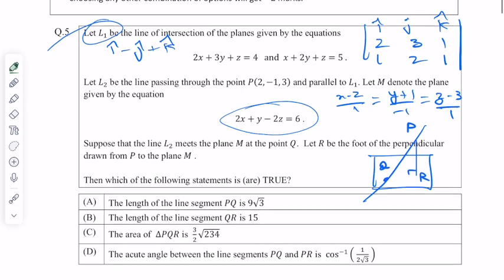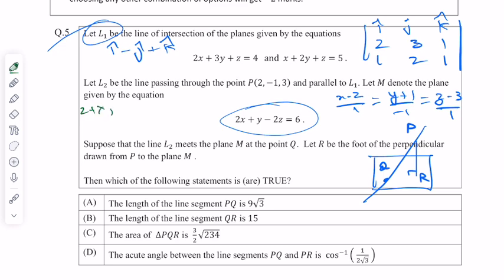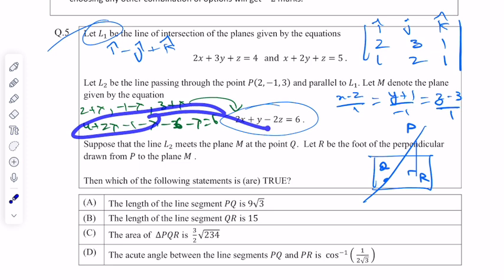So the general point on the line will be (2 plus lambda, minus 1 minus lambda, 3 plus lambda). We will just substitute this into the equation of the plane. So we'll get 4 plus 2 lambda minus 1 minus lambda minus 6 minus lambda should be 6. We can simplify it further. If we take it to the other side, it will become 8 lambda. Okay, wait a second. From here you can put the values and try to get the answer.